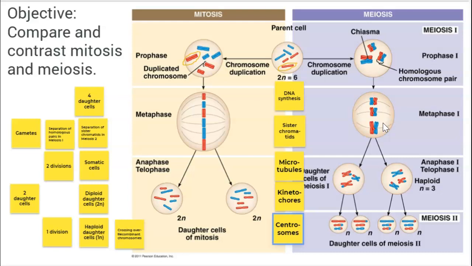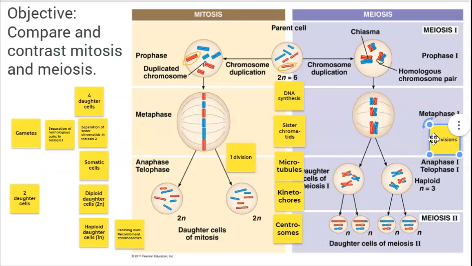However, in mitosis, what you can see is that there is only one cell division. So there is only one division right here. In meiosis, there are two divisions. It is labeled here. So you have meiosis 1, that's going to be your first division. And then you have meiosis 2, that's going to be your second division. So there are two divisions for meiosis, one division for mitosis.